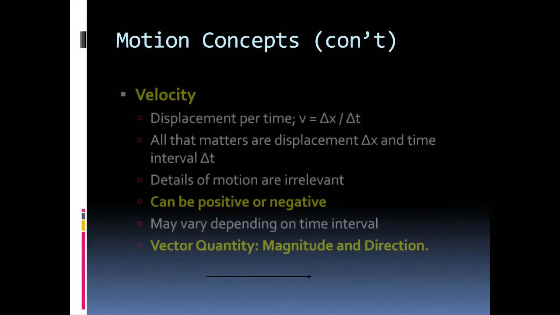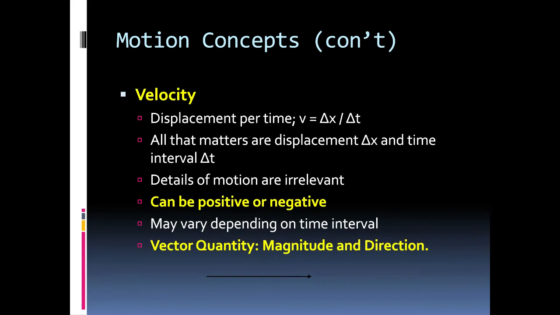So motion concepts continue. We have velocity. Now velocity is displacement per unit time. Because displacement is a vector, it makes velocity a vector. We're going to be talking about average velocity. So we have displacement on top, time on bottom. I'm using the slash notation in the notes here, but that is division. It's displacement divided by time.